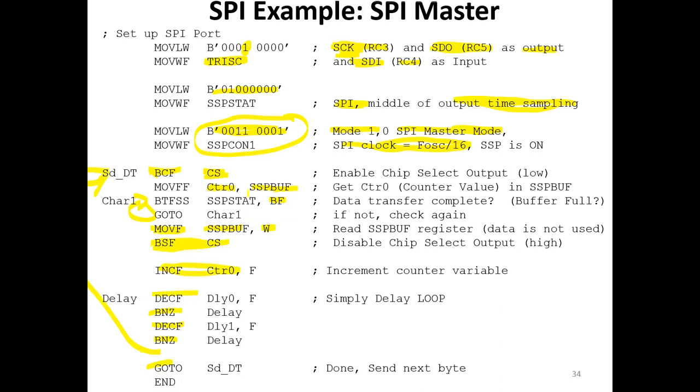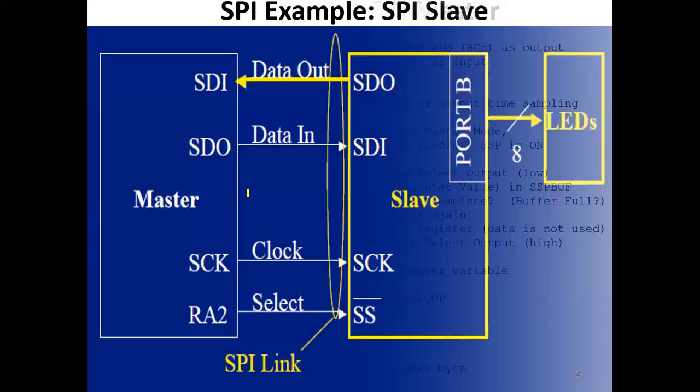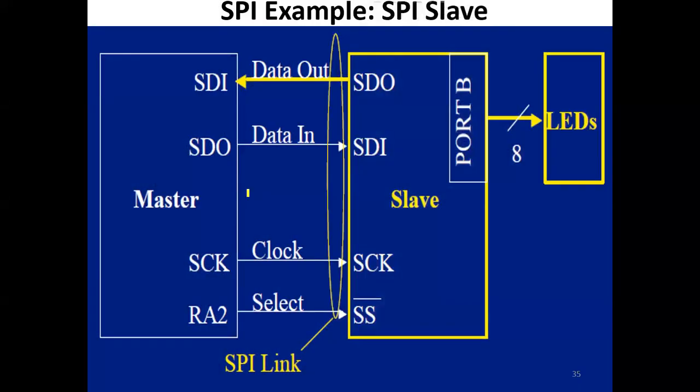So the idea is the same. We have to make the configuration of the SSP status and SSP control, put your data to the SSP buffer, and then wait for the flag to be 1 before sending the next data. Any question about this? So this is the program of the master. So let's see the slave.